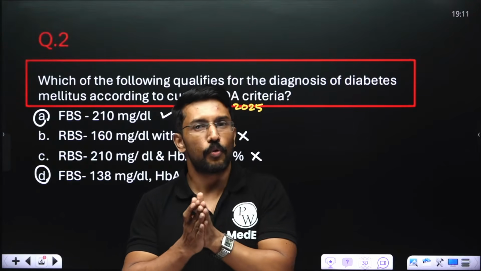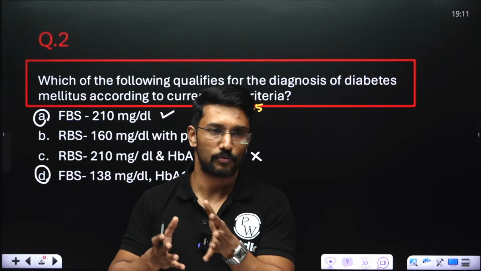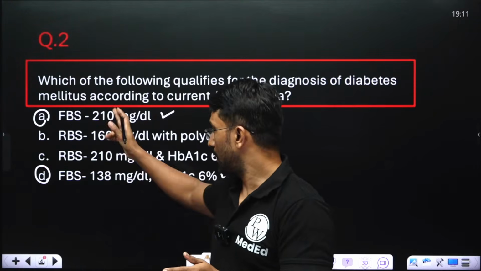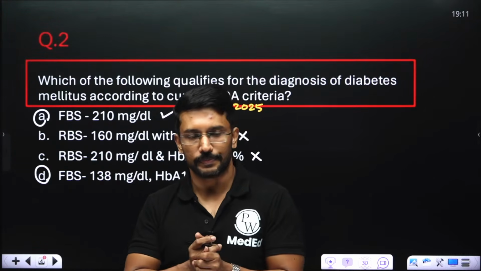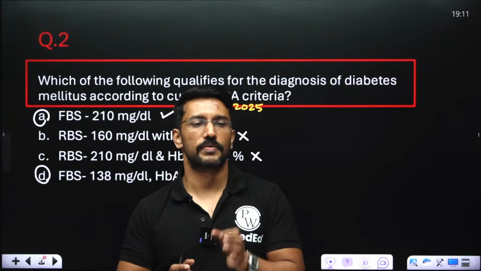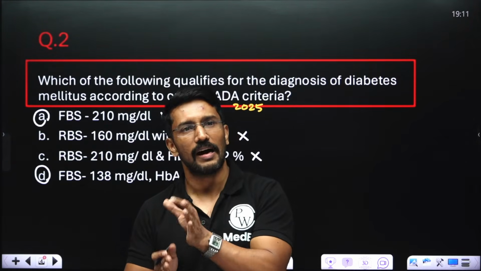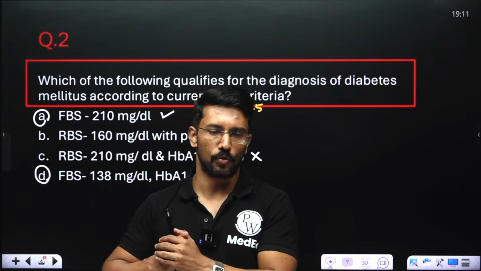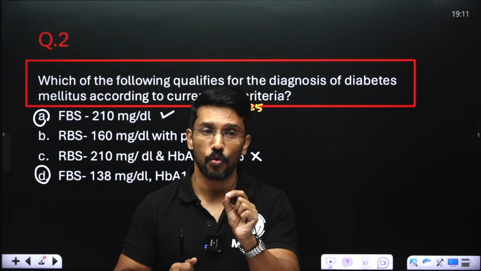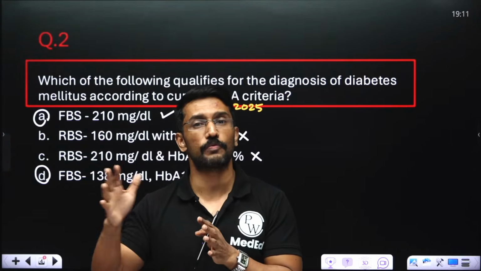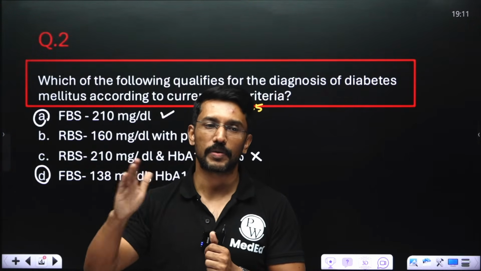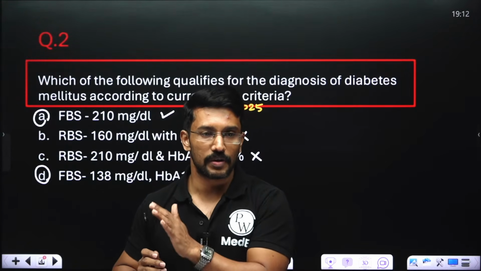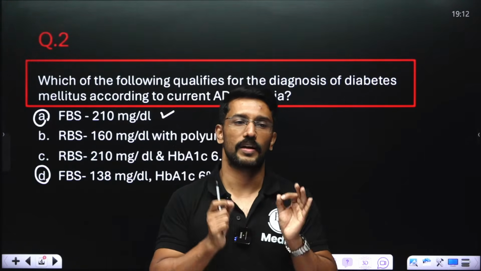Then the second one is postprandial glucose. After taking 75 grams of anhydrous glucose, it has to be 200 or more. Anyway, none of the options are talking about postprandial glucose. The third one is HbA1c, which has to be 6.5% or higher. The fourth one is RBS. A randomly taken blood glucose level of more than or equal to 200 milligrams per deciliter can be used for diagnosis of diabetes only in the presence of symptoms of diabetes. Without the presence of symptoms, RBS cannot be used for the diagnosis of diabetes.